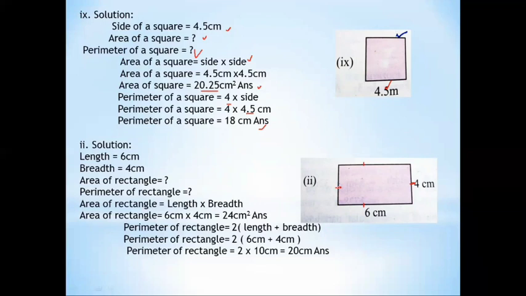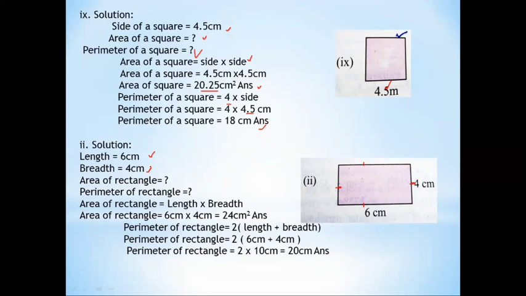Dear students, in the solution we will write the values of length and breadth. Length and breadth are given here. Length is equal to 6 centimeter and breadth is equal to 4 centimeter. Now we have two tasks to do here. First of all, area of rectangle, which we know from previous classes: length multiplied by breadth, or length multiplied by width as you wish. Breadth or width, they are similar.